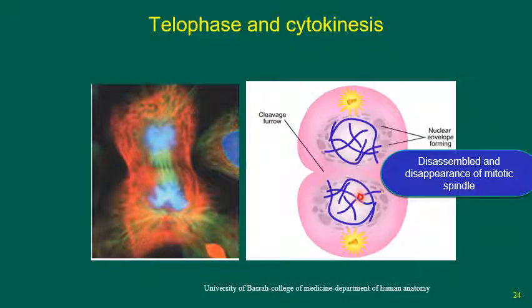Disassembly and disappearance of the mitotic spindle. The microtubules are broken down into tubulin monomers that can be used to construct the cytoskeleton of the daughter cells.